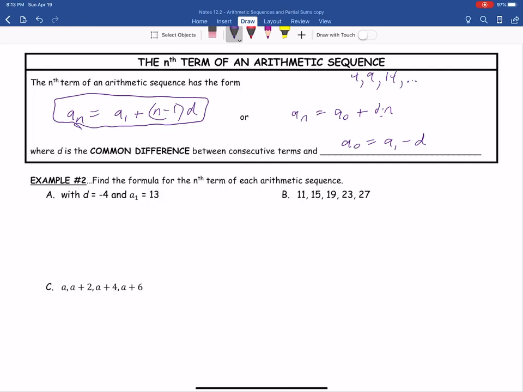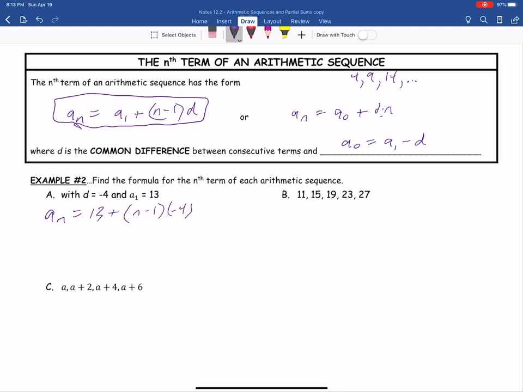All right, so example 2 here. Find the formula for the nth term of each arithmetic sequence. First things first, okay? If we want to find the formula for the nth term, we're going to say A sub n. Now, for letter A, they just straight up gave us all the information we need, okay? And that is the first term, which is 13, plus, we know what the common difference is, so we are just going to say n minus 1 times negative 4.